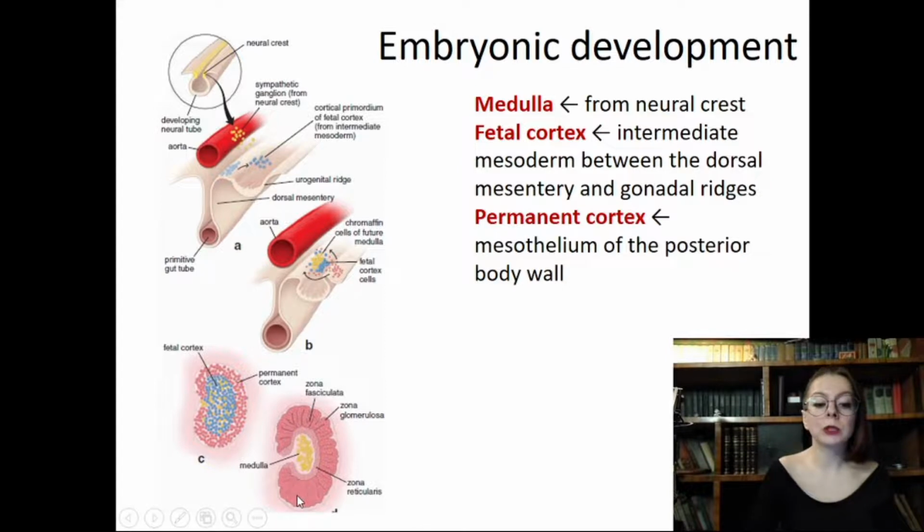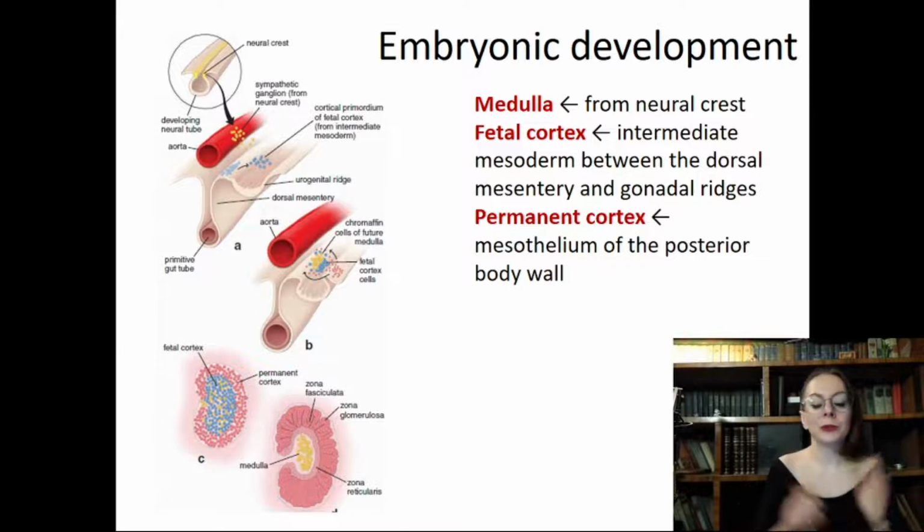And the permanent cortex forms the zona glomerulosa predominantly. Just after birth, the fetal cortex prevails, and only after that does the permanent cortex develop with time. And before birth, the production of steroid hormones, the hormones of the adrenal cortex, is supported by the placenta, because the adrenal cortex can't produce all the hormones itself. It needs placental support, so hormones are exchanged between them. Okay, so this is the last slide.